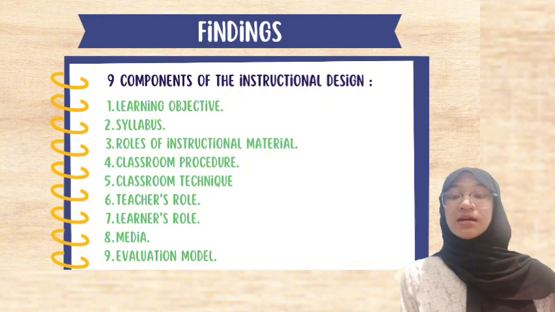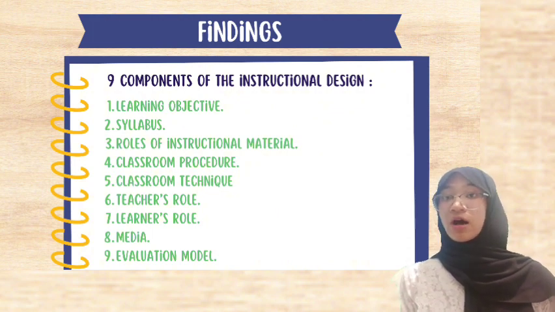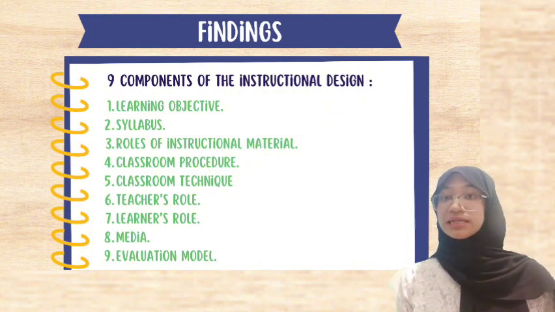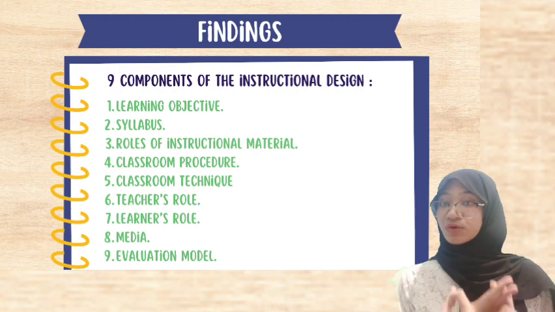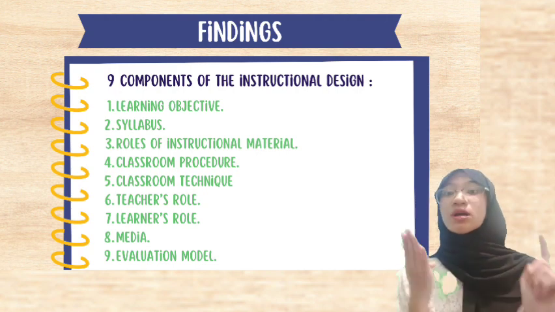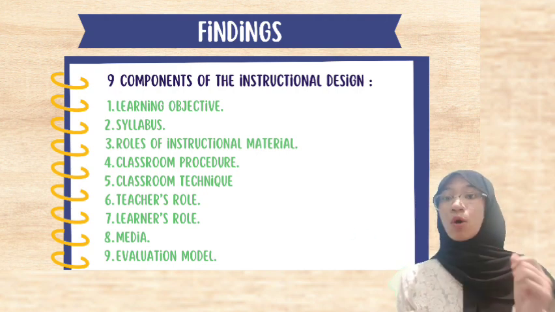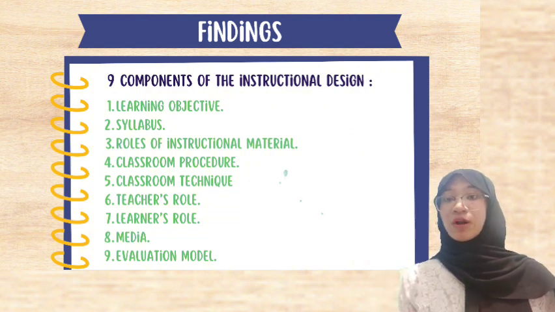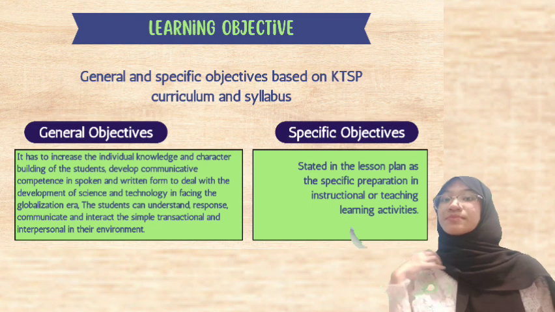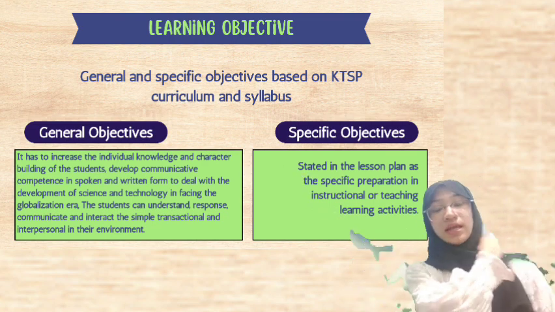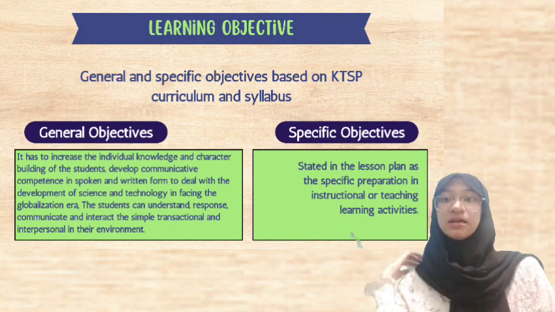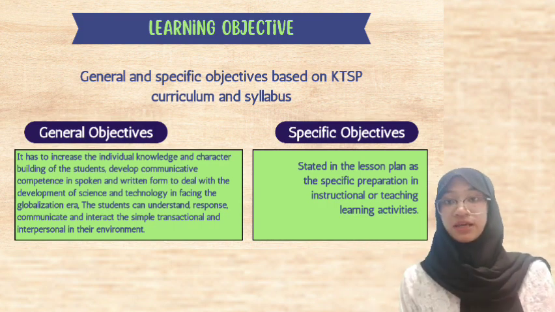In the study, the researcher found that there are 9 components of instructional design that are described, namely learning objective, syllabus, roles of instructional material, classroom procedure, classroom technique, teacher roles, learner roles, media, and evaluation model. So the first finding that the researcher found in this study is the learning objective.